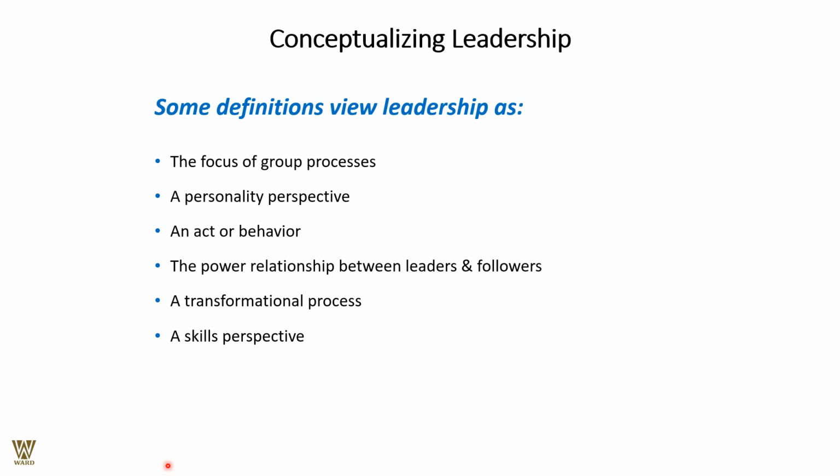Now, this is what we are trying to find: where leadership could be studied, in which vertical, which segments leadership can be viewed from, what are the lenses one can go around with. The lenses are very short, and I've named six of them in this particular slide. That's the group process, the personality perspective, the behavior, the conduct, the act that a person goes around doing, the power relationship between the followers and the leaders, a transformational process, and a skill perspective thereby.